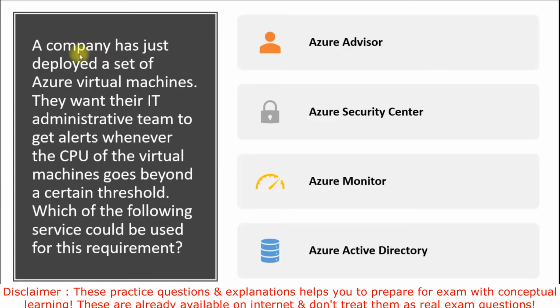Let's talk about this question. In this question, they are asking: a company has just deployed a set of Azure virtual machines. They want their IT administrative team to get alerts whenever the CPU of the virtual machines goes beyond a certain threshold, whatever their organization sets. Which of the following services could be used for this purpose? The options we have are Azure Advisor, Azure Security Center, Azure Monitor, and Azure AD. So let's understand, before answering this question, what these services do.